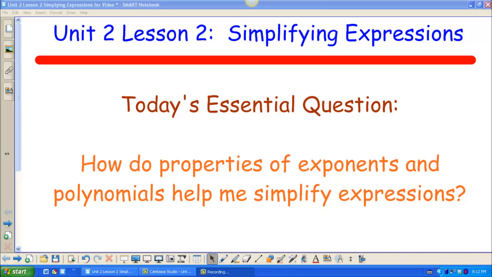Greetings and welcome to Unit 2, Lesson 2, where we're going to simplify expressions. We're going to carry forward from the last lesson where we talked about functions, function notation, evaluating functions.